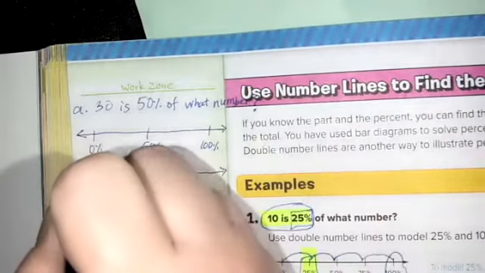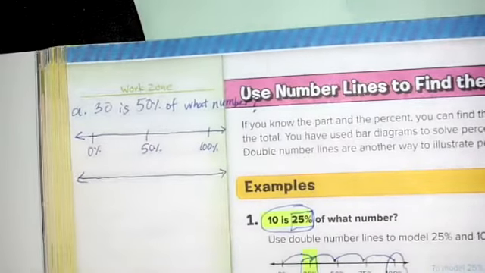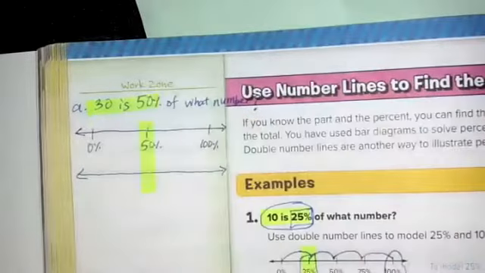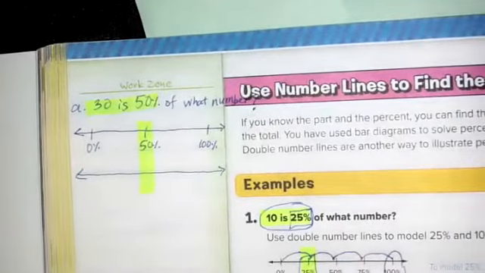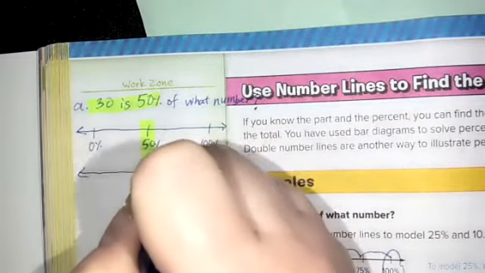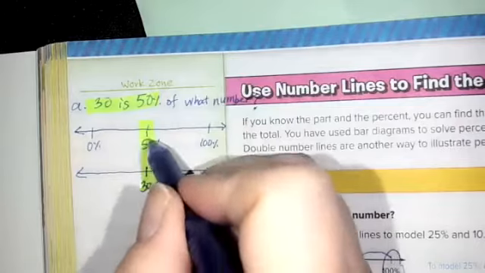So the one number line has just percentages, and the other number line is just going to have the numbers. And again, I know from my problem that 30 is 50%. So I want the 50% to line up with the 30. So I'm going to go ahead and do that first. 30.